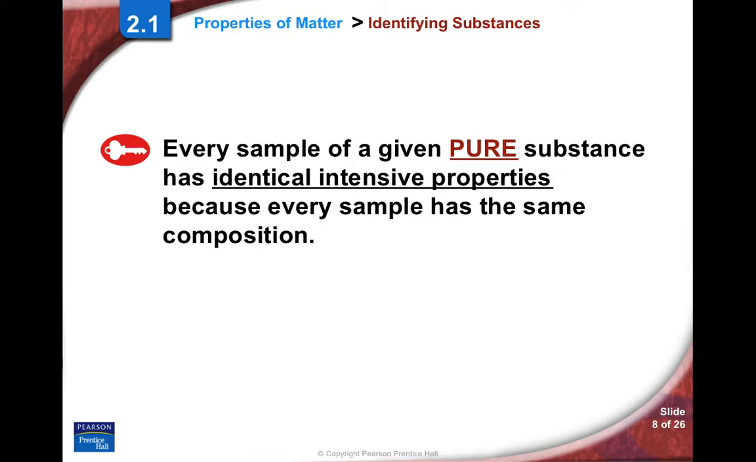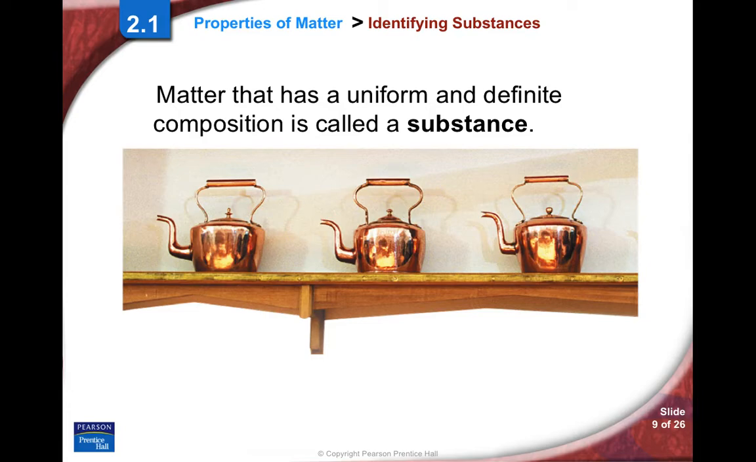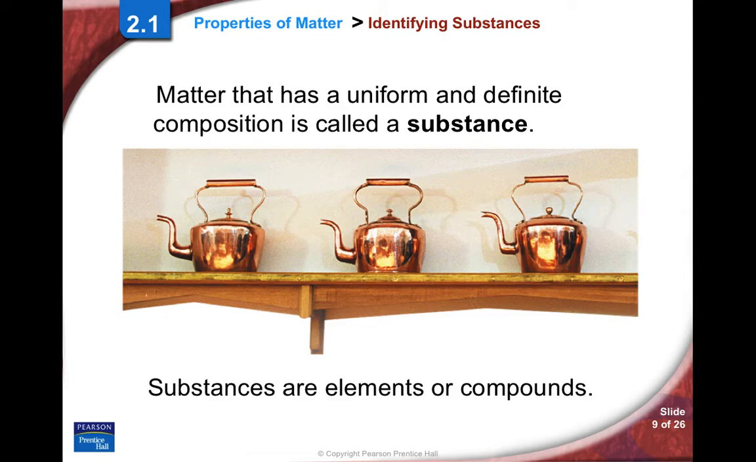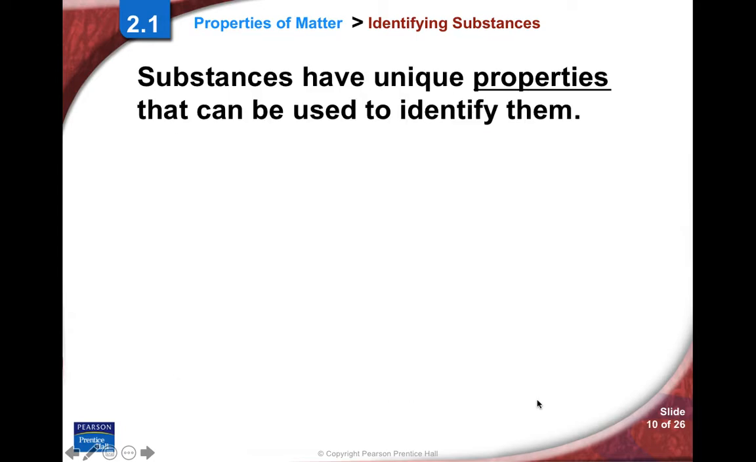Every pure substance has identical intensive properties. Okay? If you have a pure substance with uniform composition, not uniform distribution, but the same kind of atoms or the same kind of molecules, it's what we call a pure substance. Okay? So only elements or compounds. Everything else is a mixture.